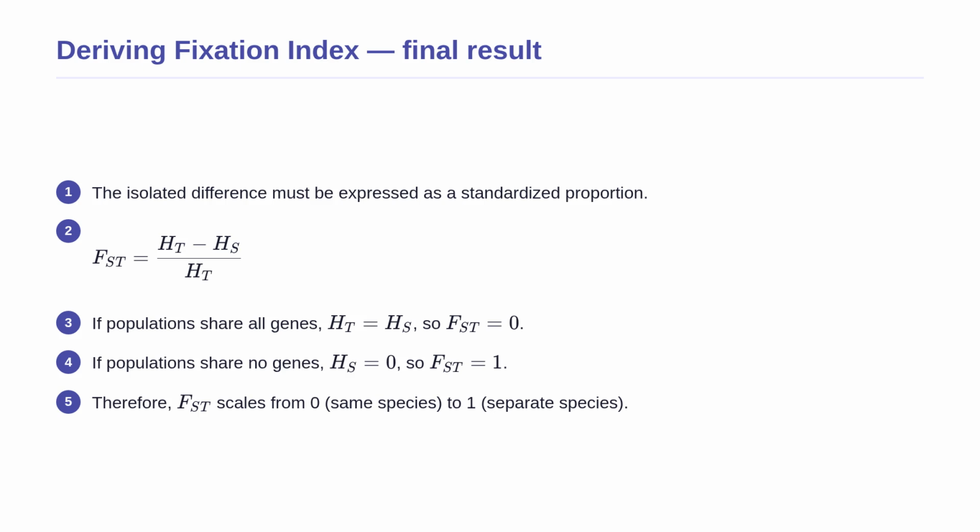If the populations are freely interbreeding and share all their genes, HS will perfectly equal HT. The numerator becomes 0, meaning FST is 0. They are the same species. On the other hand, if they share absolutely no genes and are completely isolated, HS drops to 0. The formula becomes HT divided by HT, which equals 1. So as FST approaches 1, it mathematically proves the populations have become completely separate species.